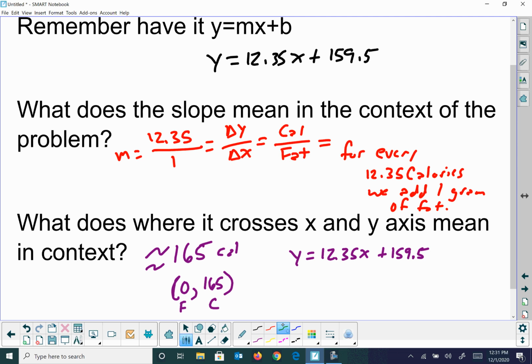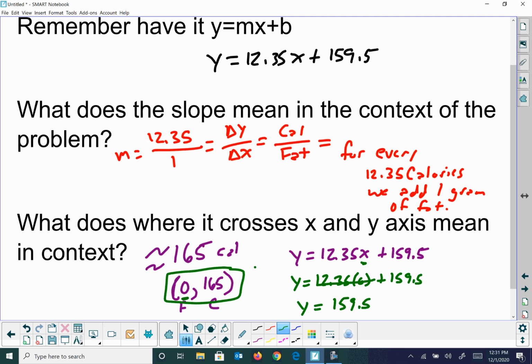Okay, and if I were to take this 0, because 0 is where it crosses the y-axis, and plug it in for x right there, so that's going to cancel. So I get 159.5. So that's probably a lot more accurate. This was just a guess. Okay, but this is the actual. That's what our equation shows.